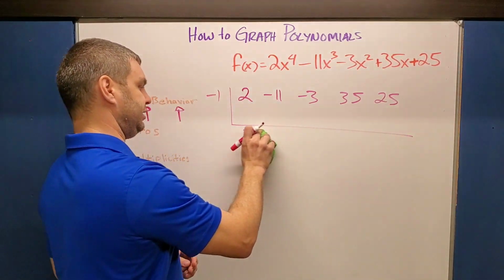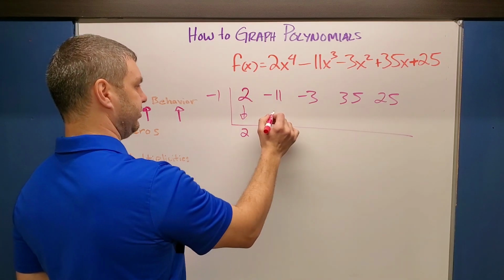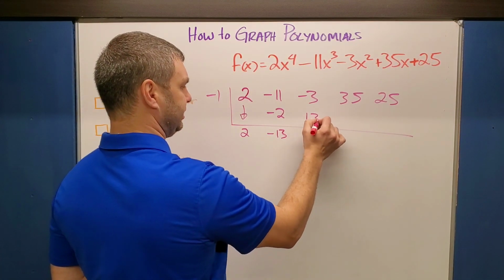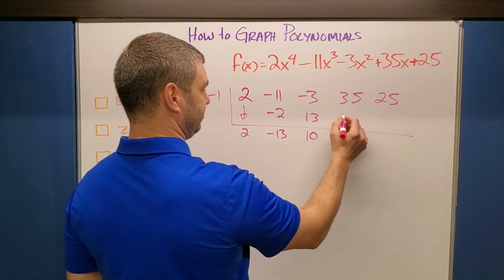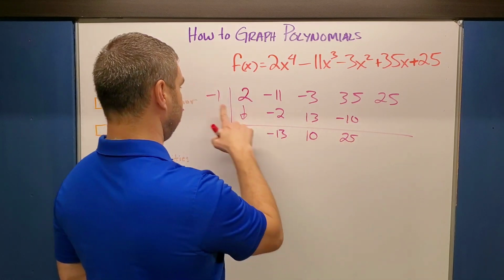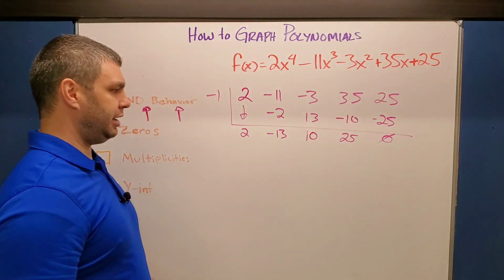Again, I'll get that erased. This doesn't take up too much paper for you. Bring down a 2. 2 times -1 is -2. -13 times -1 is +13. This gives us 10, times -1 is -10. Ooh, that's looking promising. And yeah, -25. So that one does end up working.